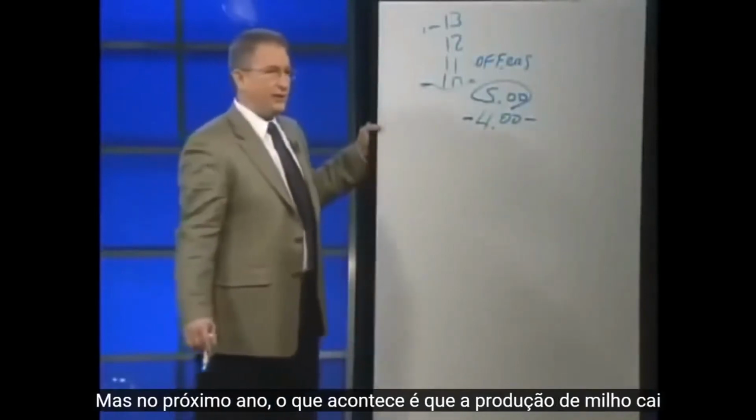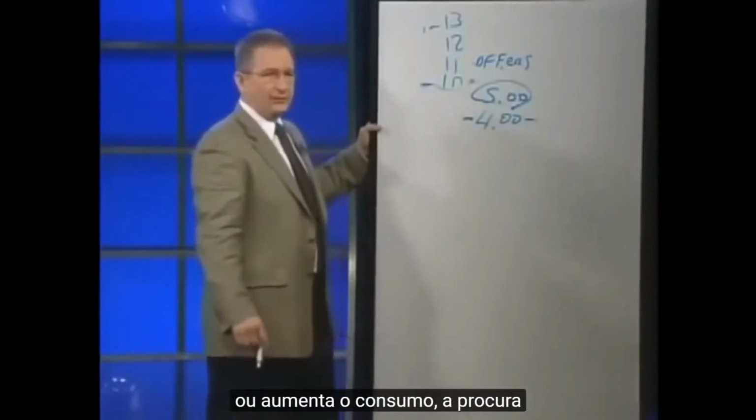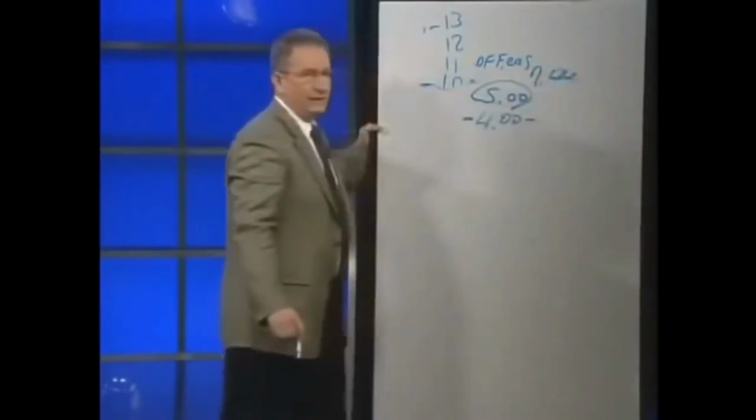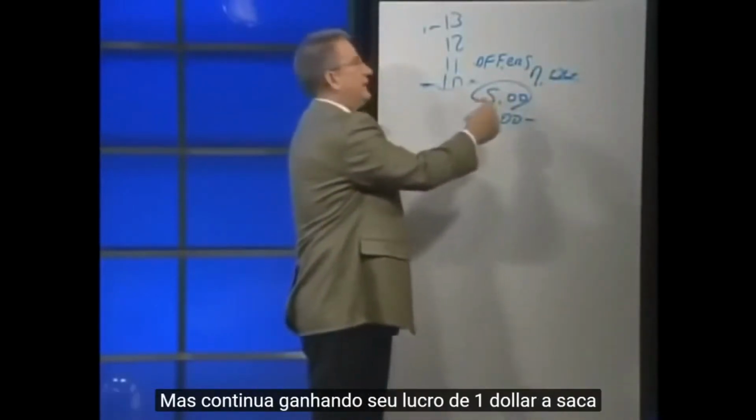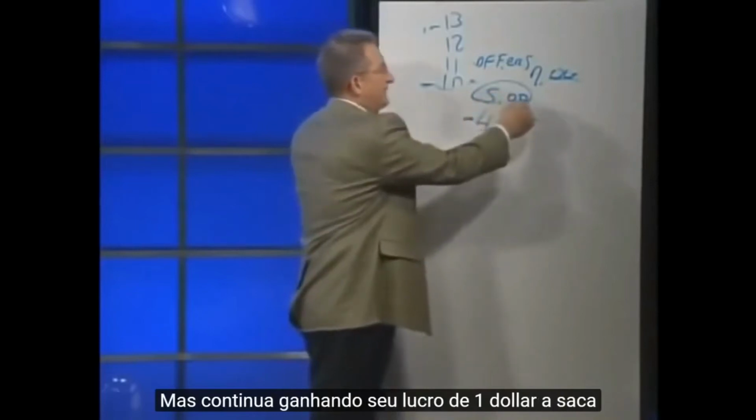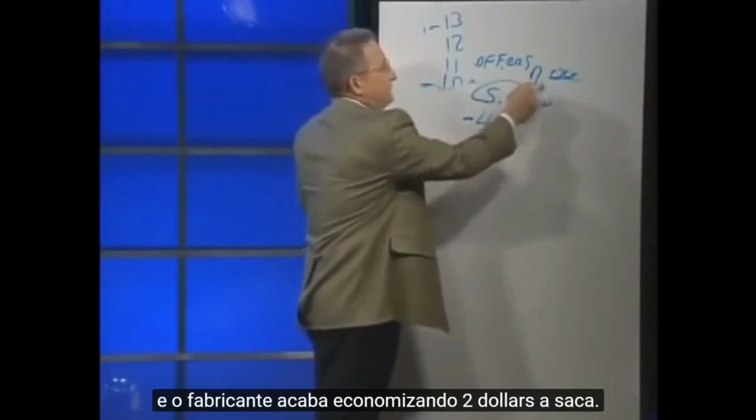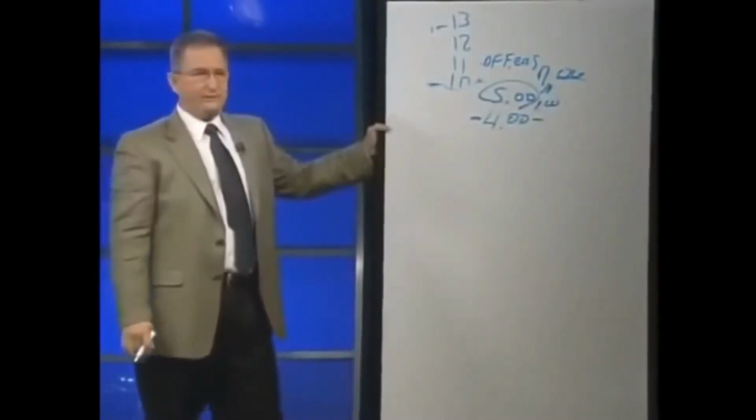But then the next year, what ends up happening is that there's very little corn, or there's more demand than there is corn, and the price of corn ends up being $7 a bushel, and the farmer would have made the $7 had he not entered into a forward agreement. But he still made his $1 a bushel profit, and the end user ended up saving himself $2 a bushel. So over the years, all this evens out.